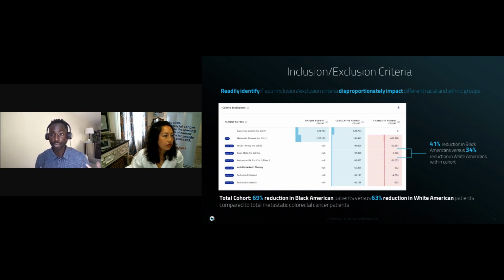So again, companies are better informed to decide whether they can proceed with that inclusion-exclusion criteria, or if there's an opportunity to switch it out, to change it, and if not, understand how to move forward to enable the trial to be successful in light of that.